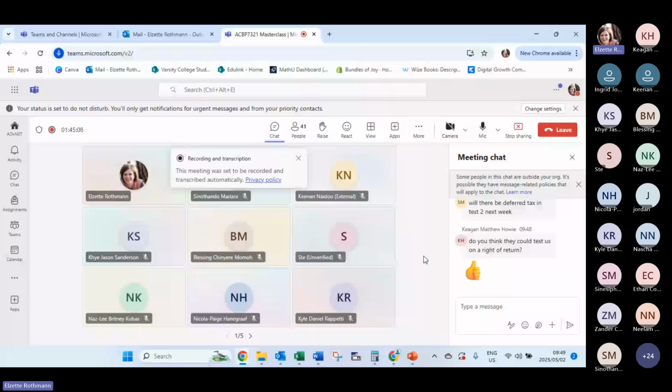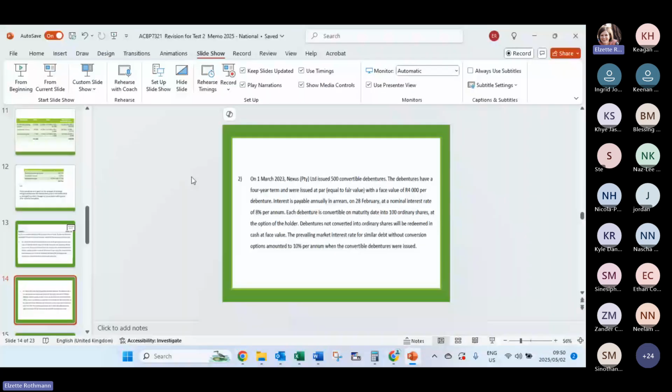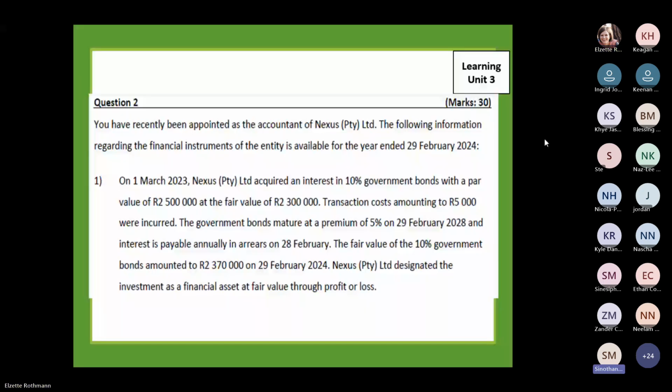Okay, so you'll see in this test, question 2 was also 30 marks, and that was learning unit 3. So again, remember for this learning unit, please make sure you know how to use your financial calculator. Okay, make sure your batteries are fine, make sure you have your calculator.